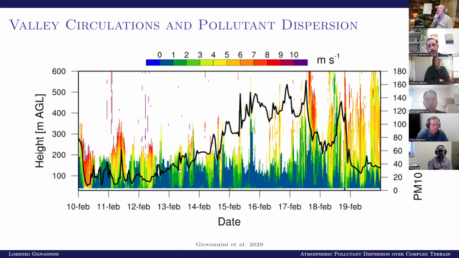Then you can see a period starting more or less from the 13th of February and arriving at the 17th of February, in which we have a progressive accumulation of pollutants on the valley floor, arriving at a rather high concentration of PM10. This is what typically happens in alpine valleys when we have the development of thermal inversions, which can be persistent.